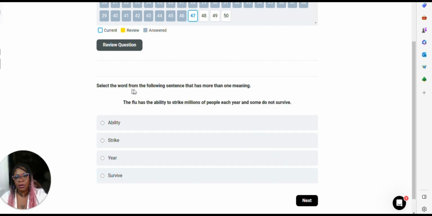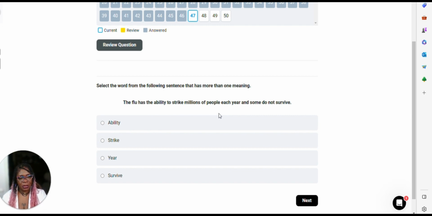Select the word from the following sentence that has more than one meaning. The flu has the ability to strike millions of people each year, and some do not survive. Is it ability? Is it strike? Is it year? Or is it survive? Which word in this sentence has more than one meaning?